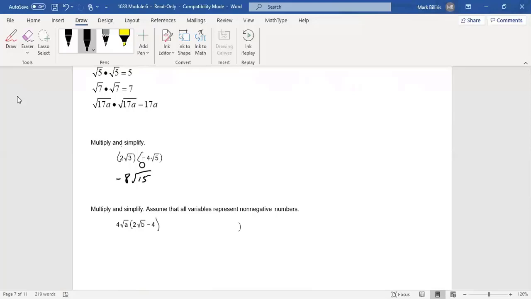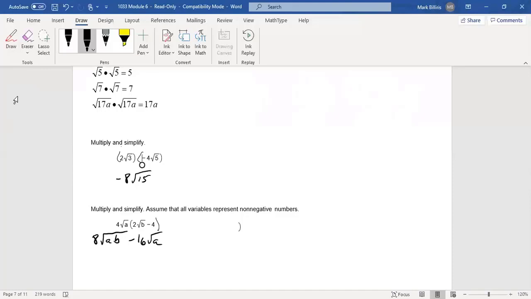So here I multiply 4 times 2, which gives me 8. And the square root of a times the square root of b is simply the square root of AB. Next, I multiply 4 square roots of a times -4. So 4 times -4 is -16, and I still carry the square root of a with me.